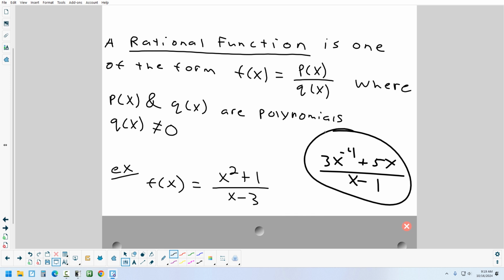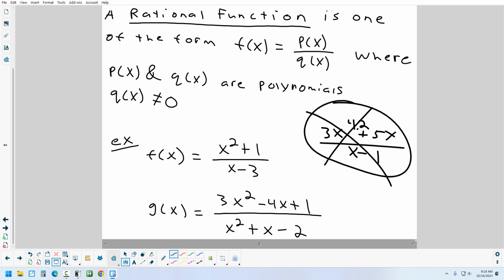Okay, how about, I'm going to get rid of the negative exponent. What about now? Is that a rational function? Yeah, that's fine. How about now? No. Why not? Because it has a decimal. Okay, you cannot have a decimal as an exponent in a polynomial. So that is not a rational function. Okay, that's also a rational function. It's two quadratics divided. And there's an infinite number of examples you could come up with.